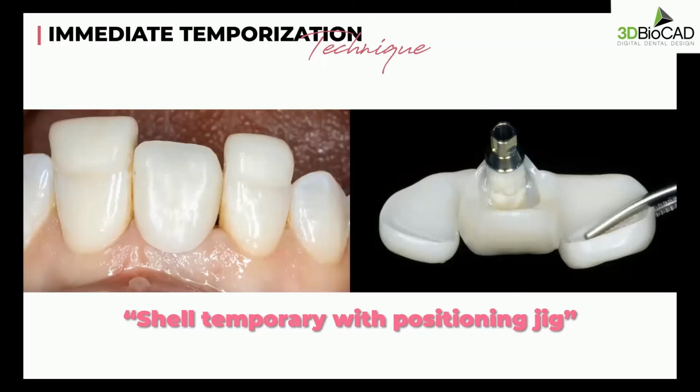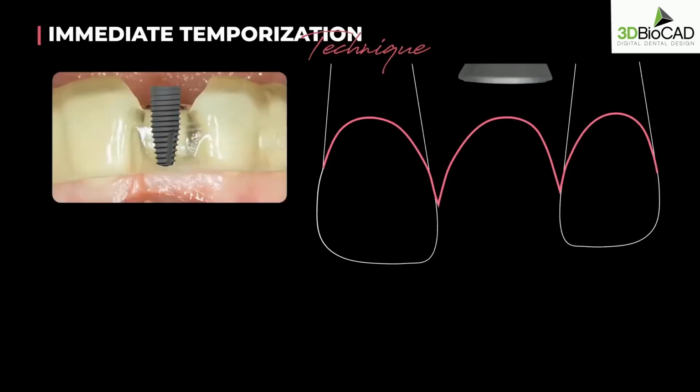So what I do is I create a shell temporary with a positioning jig attached to it. And Jack will later go over how to design this type of restoration on the 3Shape software, but I'll go over the clinical steps of doing this. So basically, with a shell temporary with a positioning jig, what the positioning jig does is it places a temporary shell in the correct position, and then basically all I need to do is after the implant goes in, I place the temporary abutment on and connect the temporary shell to the temporary abutment, and then remove it and then fill in the space. So let me go over these steps one step at a time.